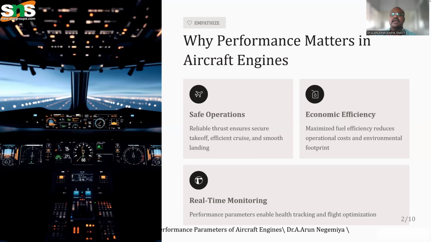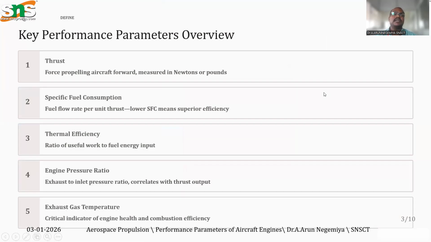In that real-time monitoring, at each and every takeoff and landing, we will check the health tracking and flight optimizations. Next one is, in the design stages, the key performance parameter overview. The first one is thrust. Thrust is a forward force. It can be used to move the aircraft forward. Thrust is measured in newtons or pounds.